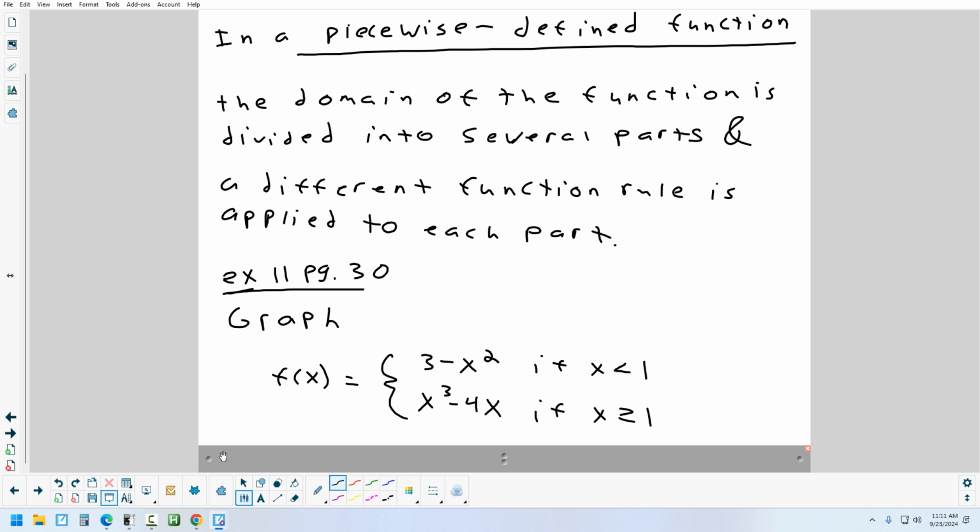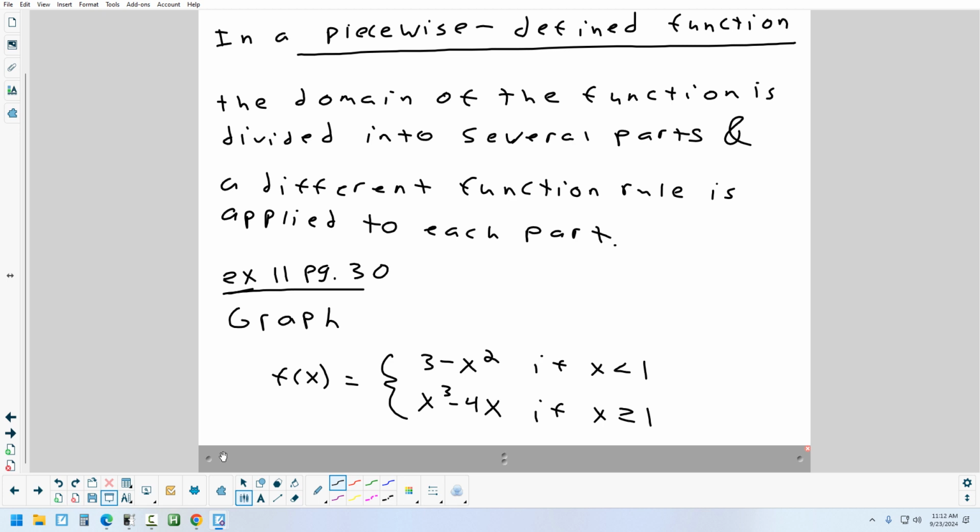It's 2 different formulas, and they tell you, use the top formula whenever the x is less than 1. They tell you to use the bottom formula when x is greater than or equal to 1. So this particular problem has split the domain up at the number 1. We're using a certain formula for less than 1 and a different formula for greater than or equal to 1.